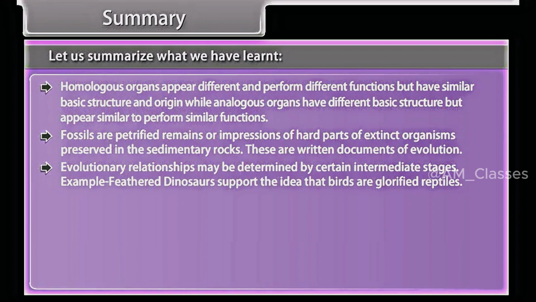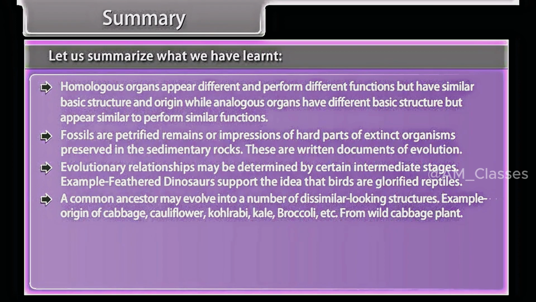Evolutionary relationships may be determined by certain intermediate stages. For example, feathered dinosaurs support the idea that birds are glorified reptiles. A common ancestor may evolve into a number of dissimilar-looking structures. For example, the origin of cabbage, cauliflower, kohlrabi, kale, broccoli, etc.